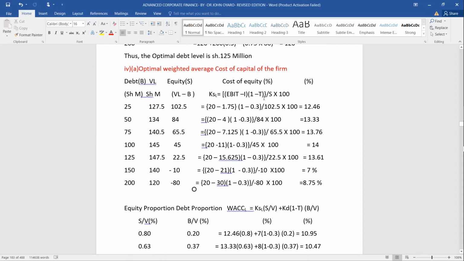The working here does not look nice. I have to find a way to make it look nice, eh? Sijafurahia sana na hii working hapa.